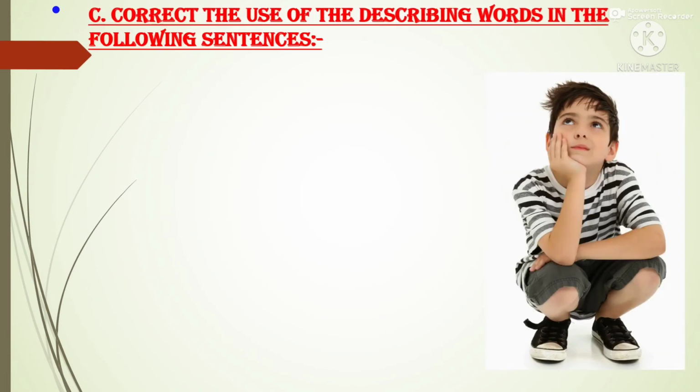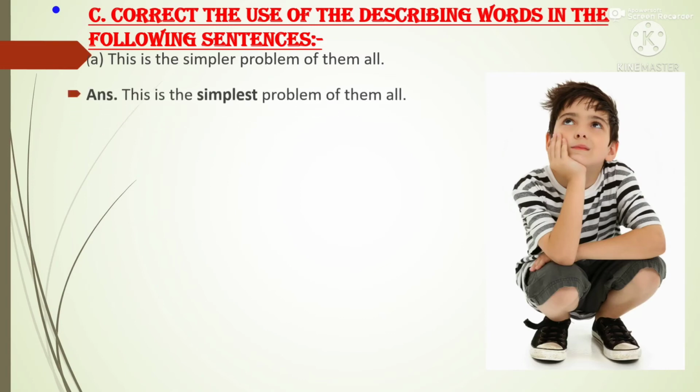Correct the use of the describing words in the following sentences. This is the simpler problem of them all. So here, simpler will be corrected as simplest. This is the simplest problem of them all. You can see the is there. And it is the comparison among more than two things. So superlative degree will be here. So the superlative degree of simple is simple, simpler, simplest. So this is the simplest problem of them all.